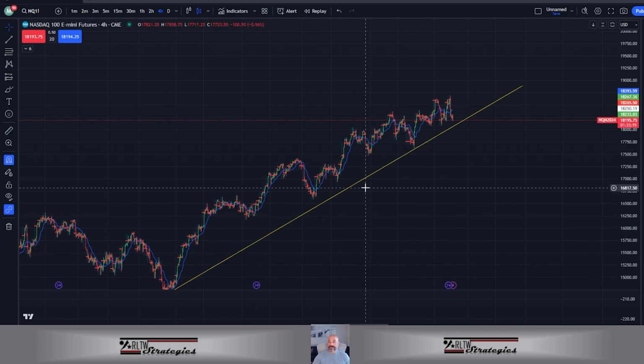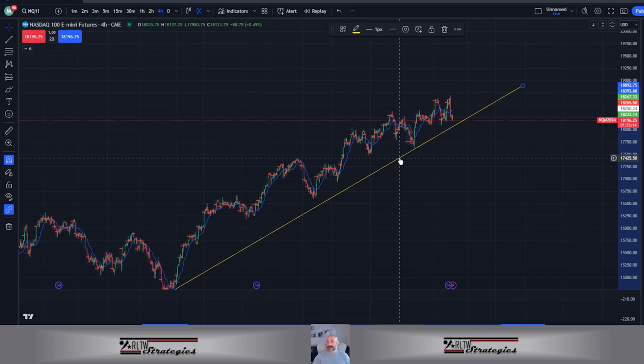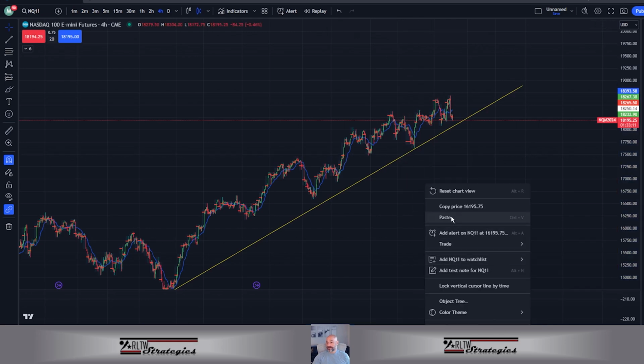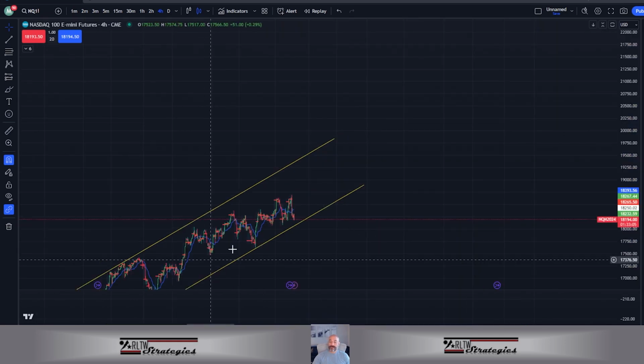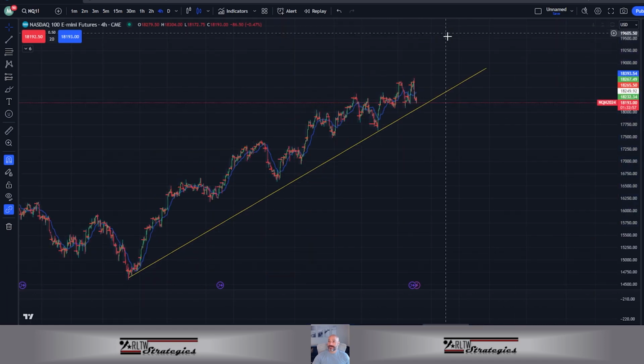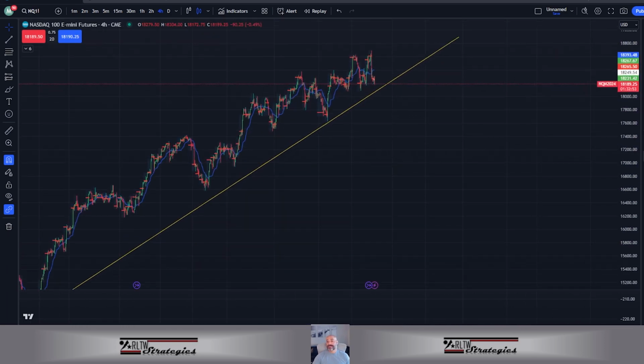You could copy this trend line, move it back up so you have a parallel channel. And you can see it's going to be an upward wedge forming, which could be the parallel channel, price is moving up. I'm not going to have the parallel channel, but that's how you do a parallel channel. All right, so now we zoom in. We're still on the 4-hour.